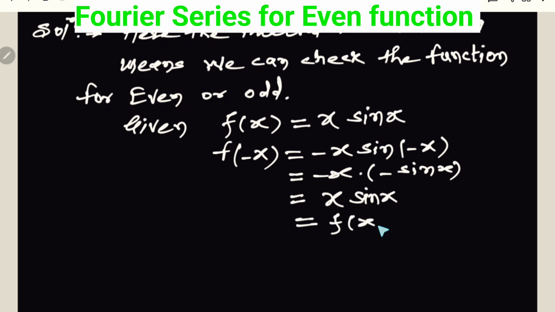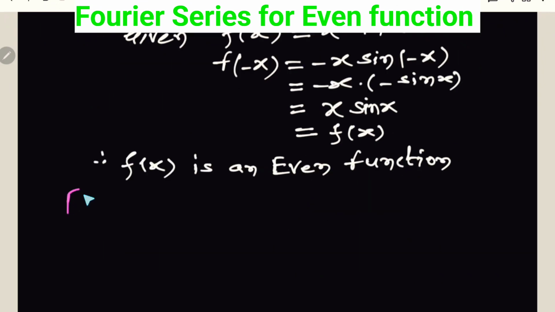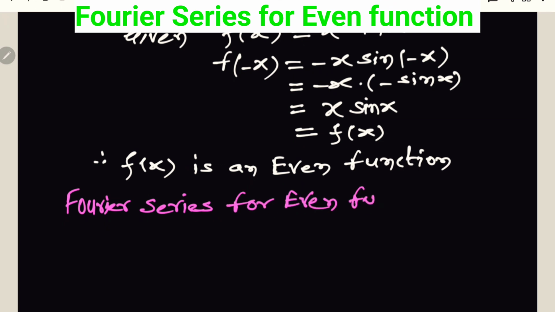Or another way: x is an odd function, sine x is an odd function, and a product of two odd functions is an even function. This is an even function in the interval minus pi to plus pi. And therefore, the Fourier series for an even function is given by the formula.